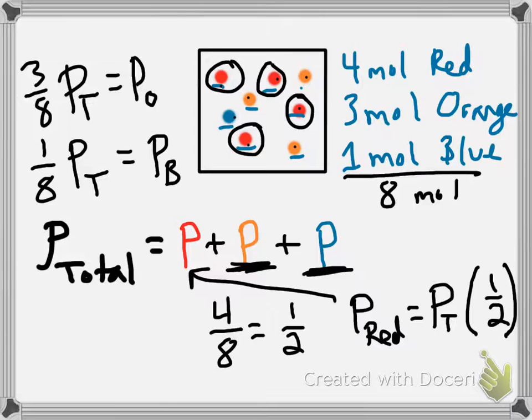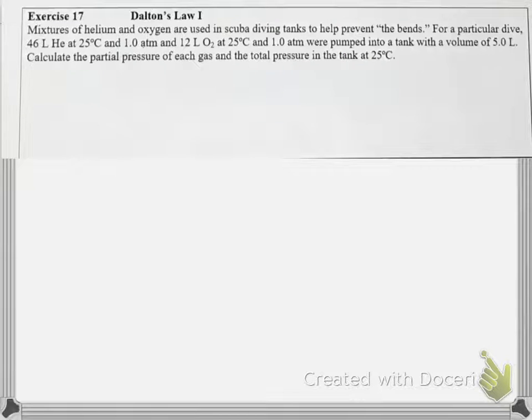Okay, so with that in mind, exercise 17 says mixtures of helium and oxygen are used in scuba diving tanks to help prevent the bends. For a particular dive, 46 liters of helium at 25 degrees Celsius and 1 atm and 12 liters of oxygen at 25 degrees Celsius and 1 atm were pumped into a tank with a volume of 5 liters. Calculate the partial pressure of each gas and the total pressure in the tank at 25 degrees Celsius.